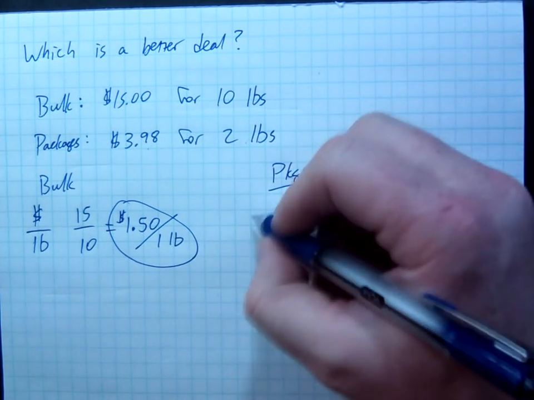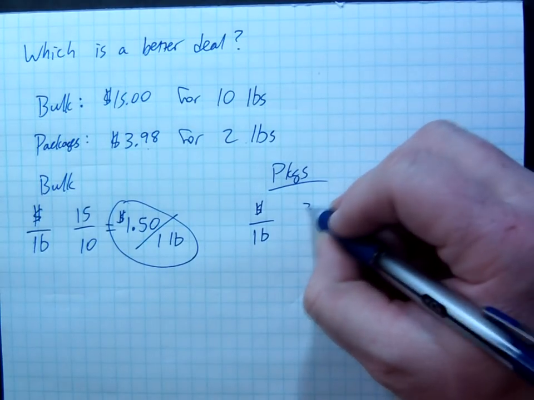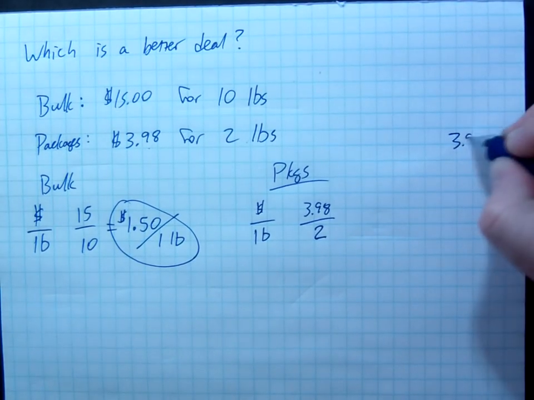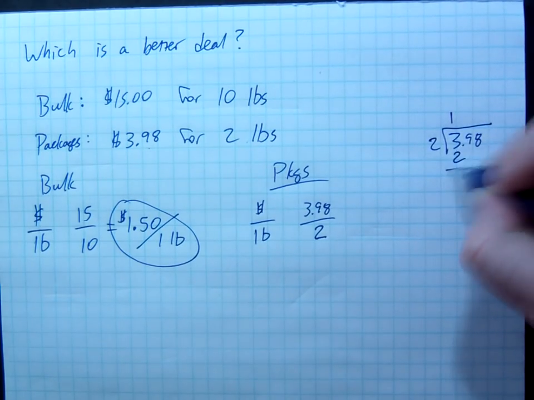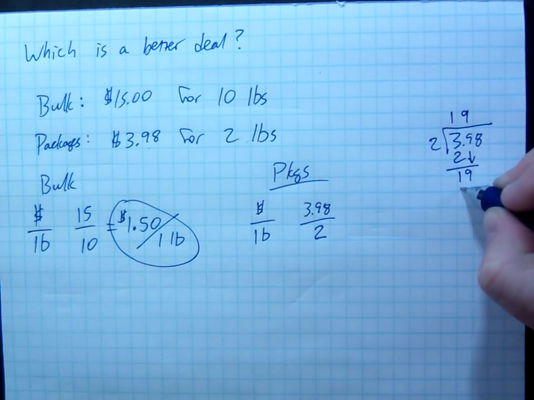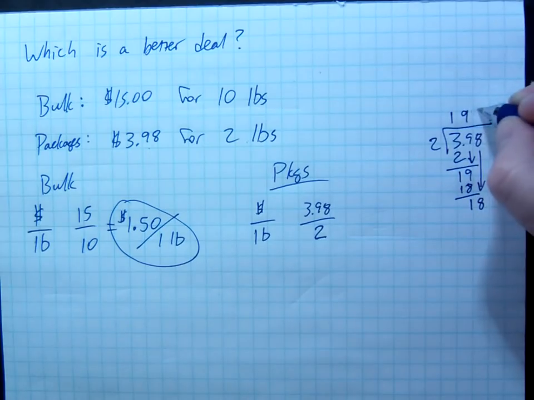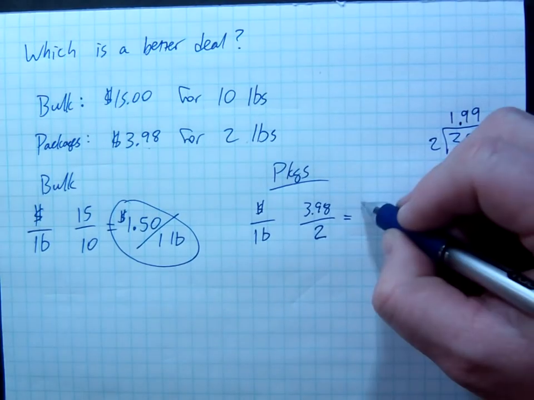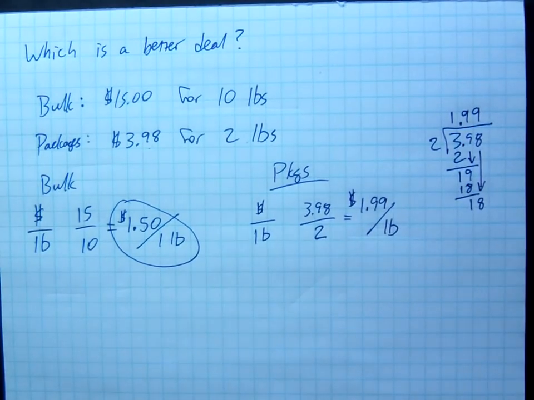I'm going to do the same thing. Compare dollars per pound. And I get $3.98 for 2 pounds. I'm going to do my division over here quickly. 2 goes into 3 once. Product of 2, difference of 1. Bring down the 9. 2 goes into 19 9 times. Product of 18, difference of 1, bring down the 8, 2 goes into 18 9 times, bring the decimal straight up, and we find that we are spending $1.99 for every 1 pound, or $1.99 per pound.